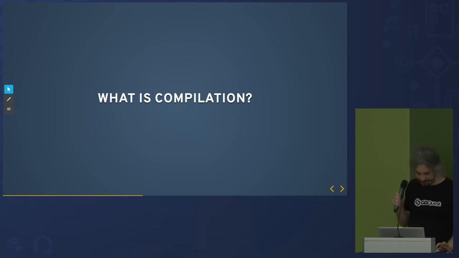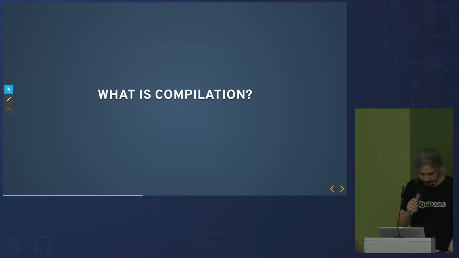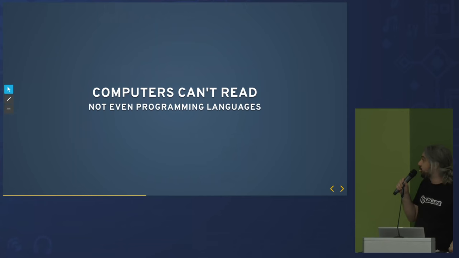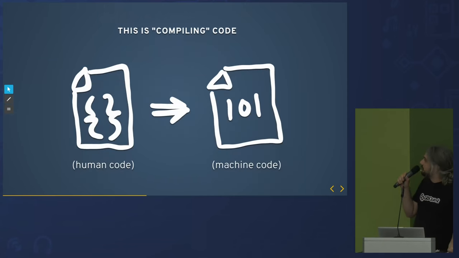I think it's a must if we want to see how it works. So computers can't read. You cannot just give a text to a computer and make the computer understand directly what you read. Not even programming languages. They can't read that. So this is compiling code.